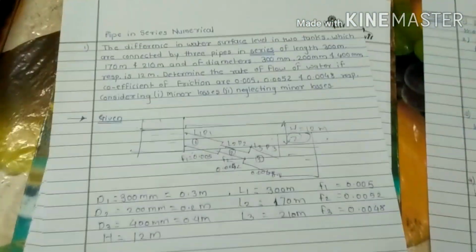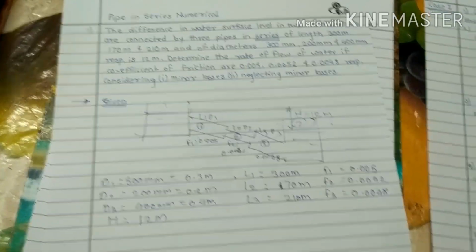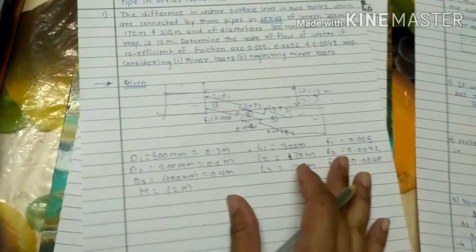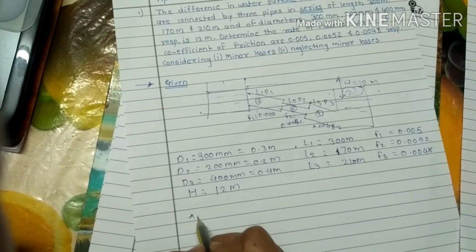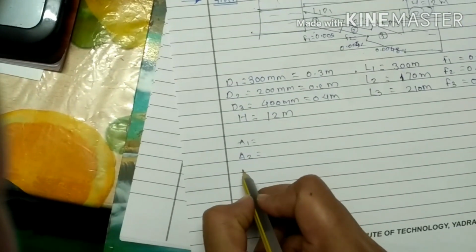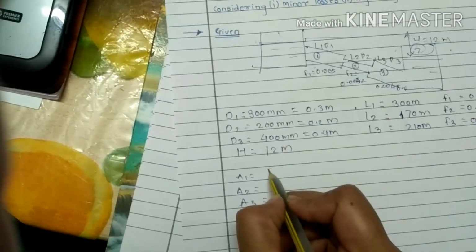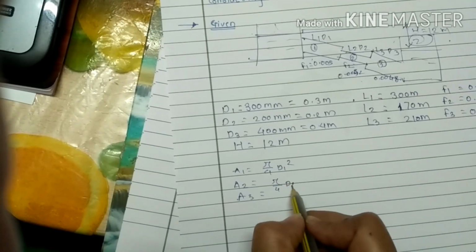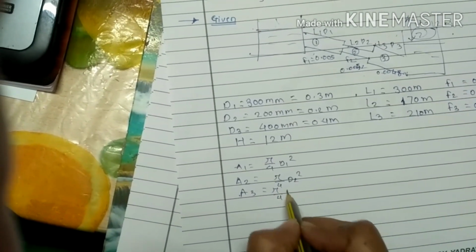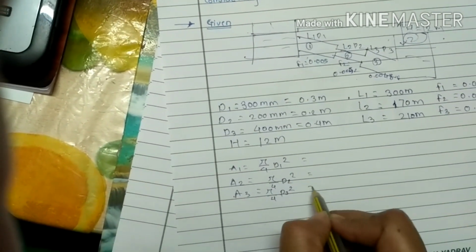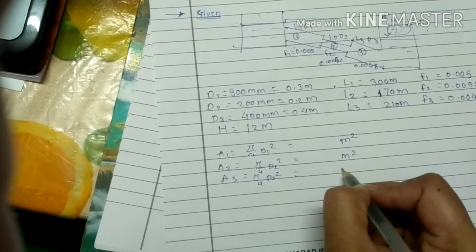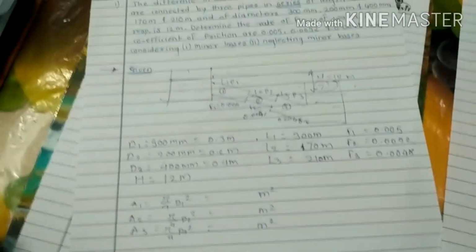Now after this, the very important step that I will tell you: find all the areas of the pipes. This again has 1 mark, so don't miss this step. Find all the areas A1, A2, A3. The formula is pi by 4 D1 square, pi by 4 D2 square and pi by 4 D3 square. After finding this, remember we have to convert the diameter into meters, so the area will be in meter square only.